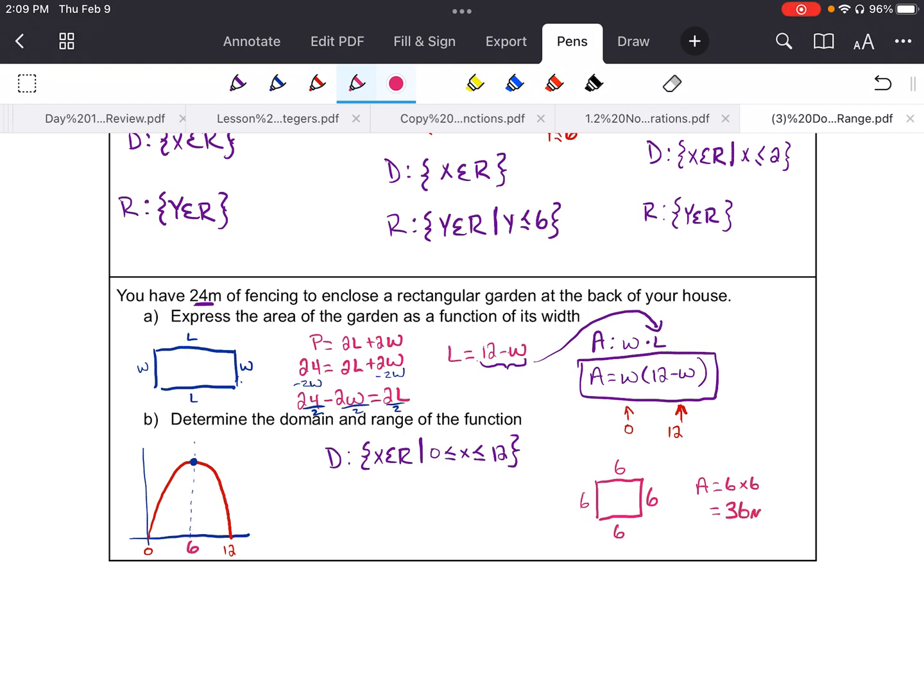of 36 meters squared. So the range, the area can be anywhere from 0 to 36. Right? Look at the y's on the graph. So we just figured out that this vertex is at 36. Our function can go anywhere from 0 to 36, and then it goes back down. So that's how we get our domain and range from a question like this.